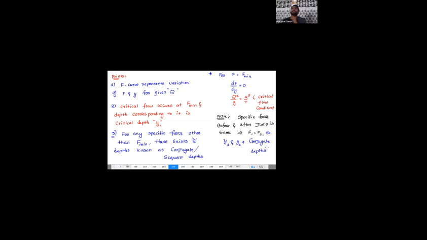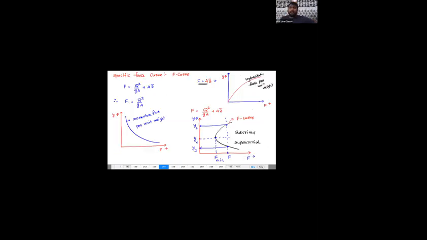One of the persons has asked me, sir, why are you taking them as conjugate depths? Why I have taken them as conjugate depths is that those are the depths corresponding to the same specific force. I hope you understood the specific force concept and the specific force curve. It is just a replica of the specific energy curve, but there we discussed energies. Here we are discussing forces.